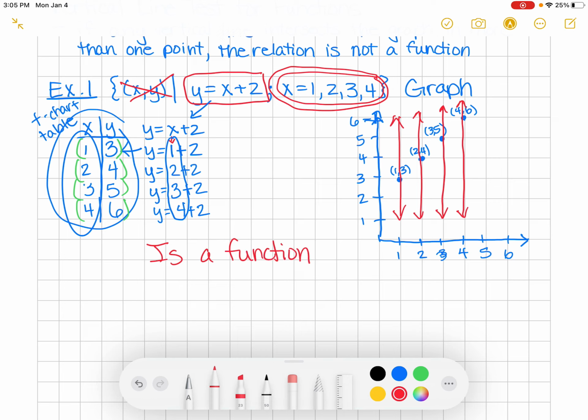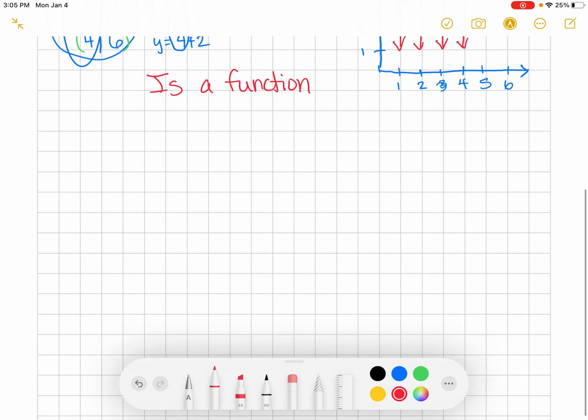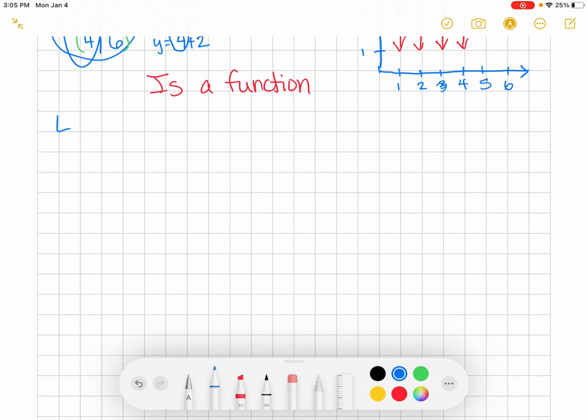Or if it's asking you if it's a function, you would say, yes, it's a function. Okay, let's move on to example 2. Okay, so example 2 and 3.